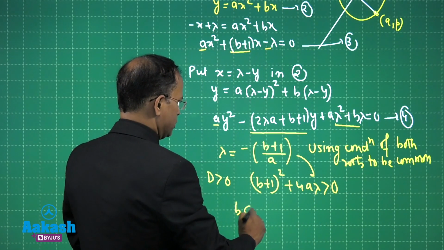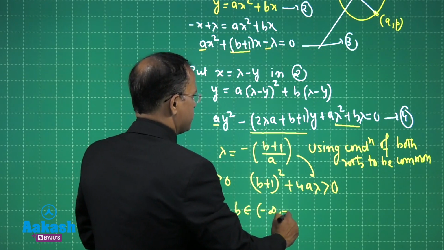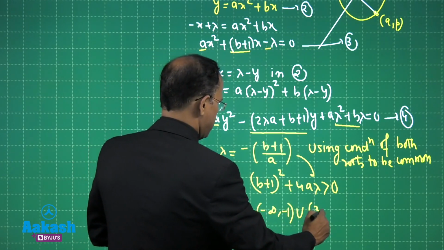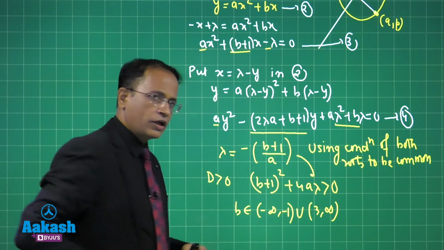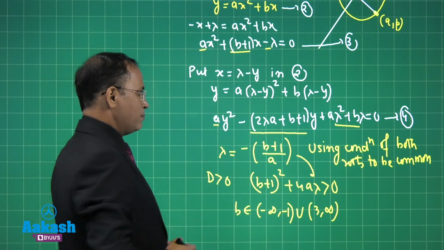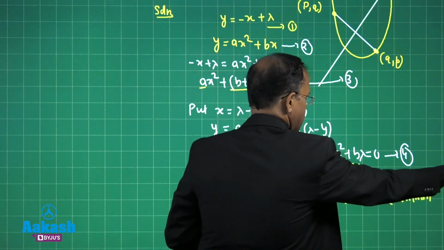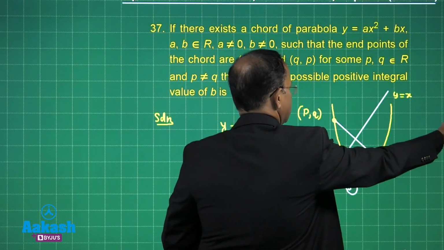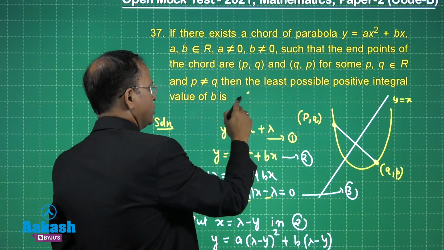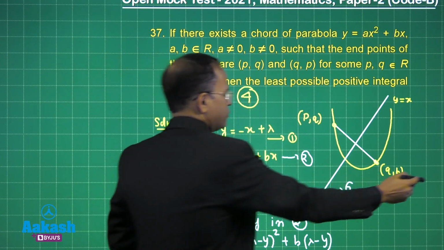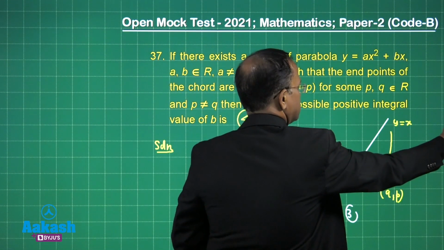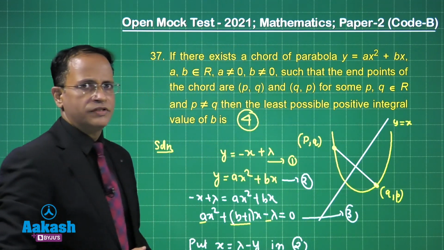B belongs to minus infinity to minus 1 union 3 comma infinity, right? So if you talk about the minimum in 3 comma infinity, the immediate positive integral value, the minimum value will be 4, right? So this is the answer we have for question number 37.